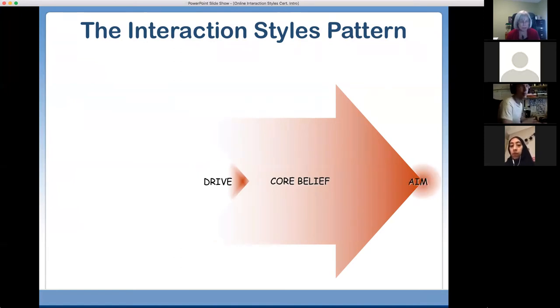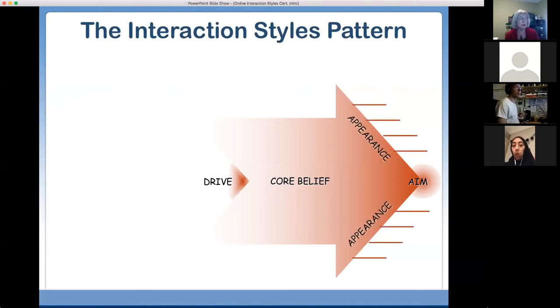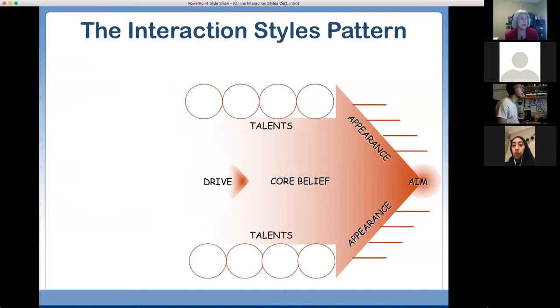And this drive is a psychophysiological drive. You feel it in the body, and you can see it in the way people are moving. And you can shift the way you move and the pace at which you talk and convey the energy of one of the other patterns. Okay, so there's an appearance, characteristics that describe the pattern. And then talents, and we describe the talents. And if you think about it, the talents are the wheels that help this arrow move smoothly.